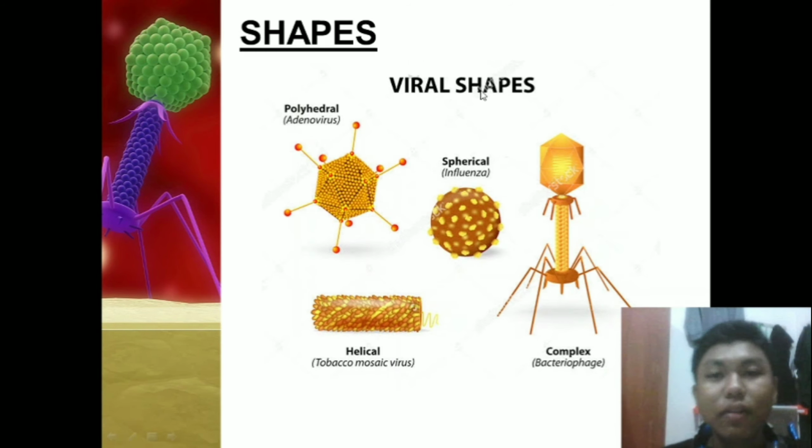Shapes. Viral shapes. First of all is polyhedral, the shape of adenovirus. And then spherical is influenza shape. Helical is tobacco mosaic virus that was discovered by Dmitry. And this is complex that we have just learned about in the structure. Complex is bacteriophage.